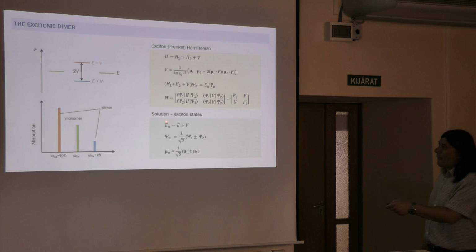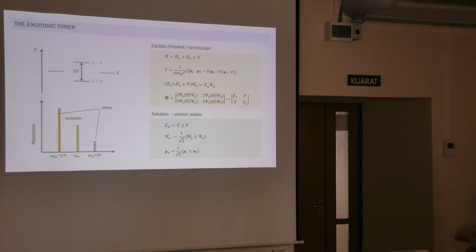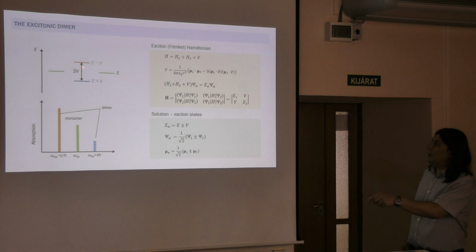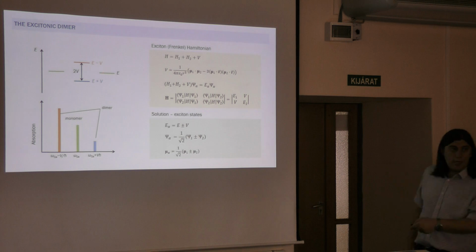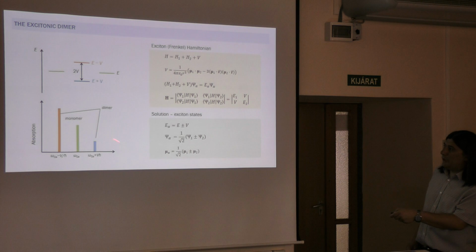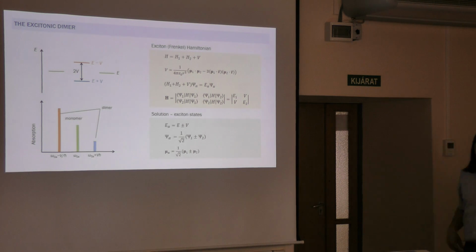And then for a dimer, it turns out if the energies are identical, the new states are one above and one below. Simply one is plus and minus the interaction energy. And this is called the excitonic split, or the Davydov split. And it causes that in the absorption of this excitonic dimer, we see no longer one absorption band, but two. This is the excitonic split.